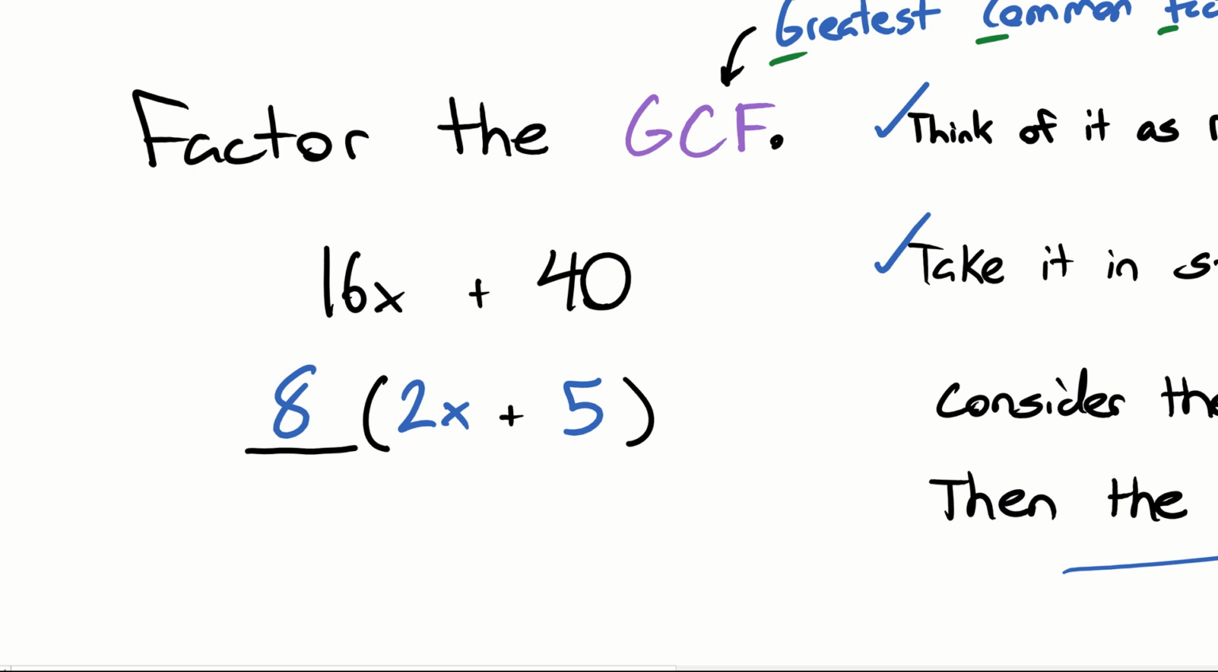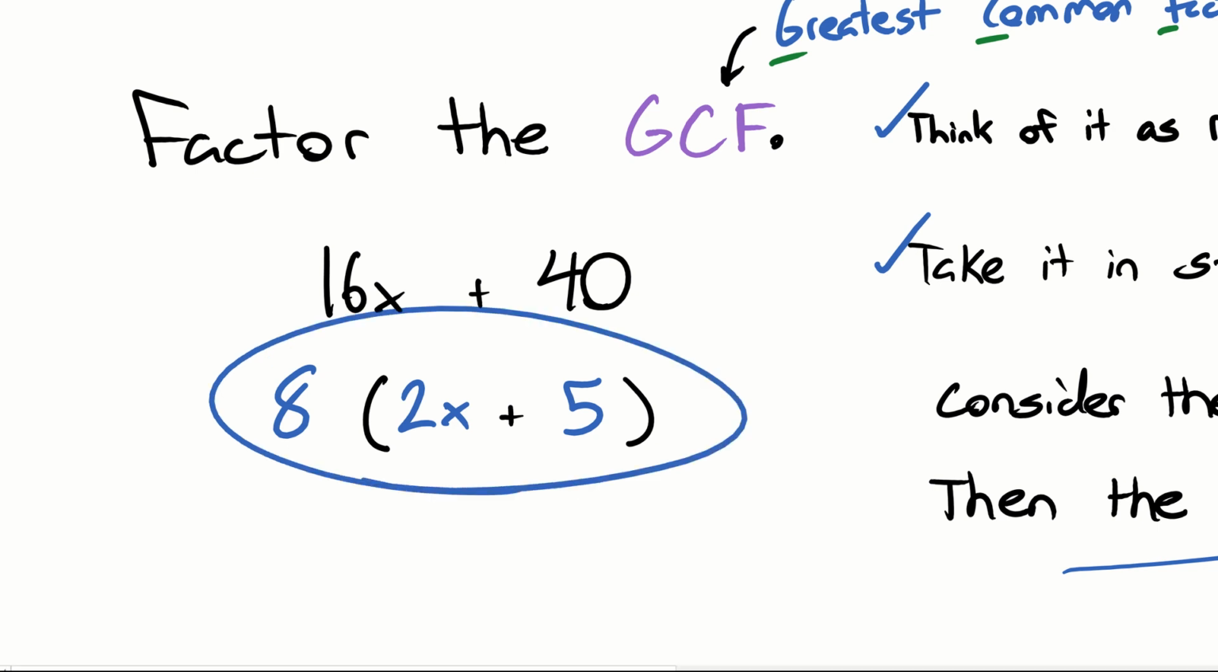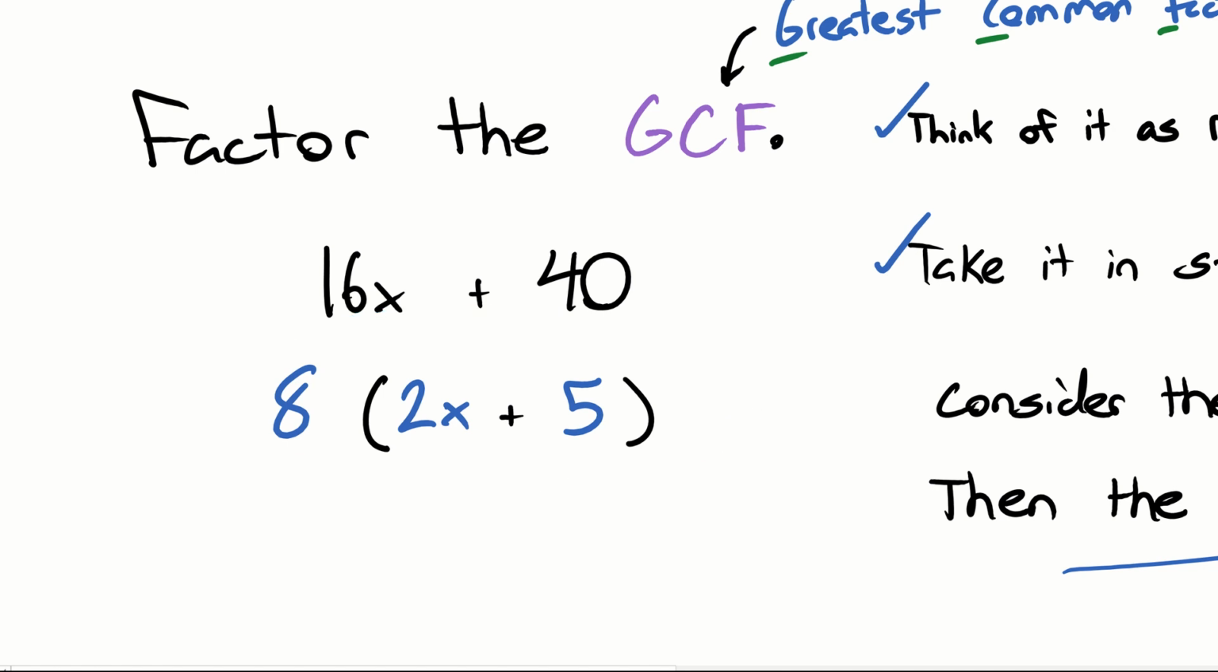You just factored your first polynomial. 16x plus 40 factored is 8, and then in parentheses 2x plus 5. You're done. You just factored it. We reversed the distributive property. And if you want to check your work, use the normal distributive property.